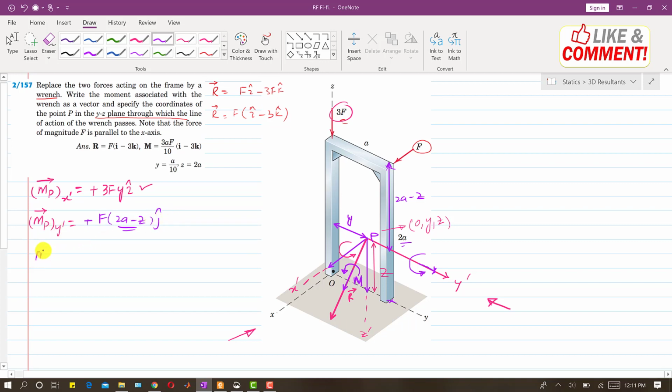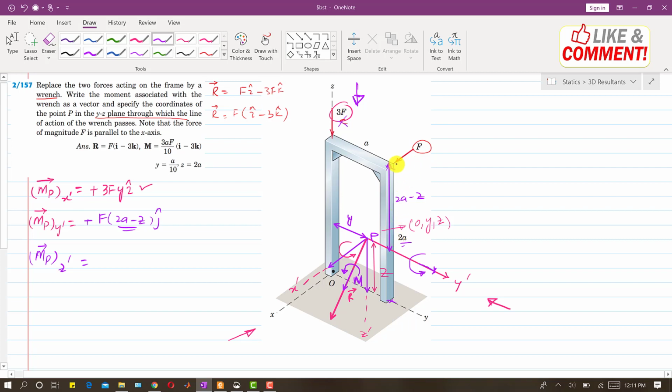So now to find the component of the moment at point P along the z' axis, we will observe these forces from this direction. As we can see, this force 3F is parallel to the z' axis, so it will not produce any moment about the z' axis, and only this force F will produce the moment about the z' axis.